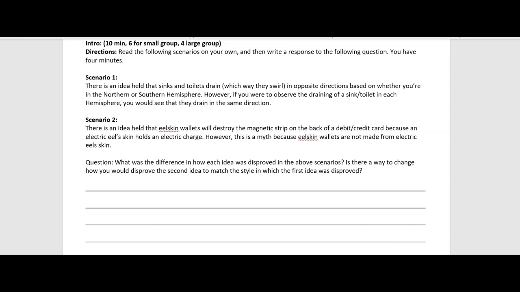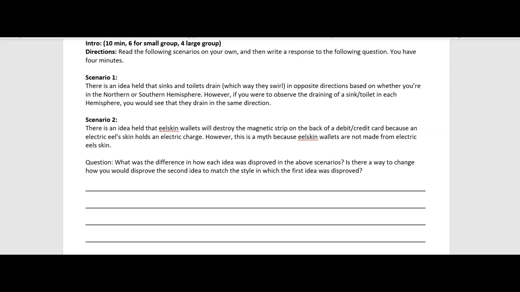Okay, so scenario 1 is talking about how sinks and toilets drain based on whether you're in the northern or southern hemisphere. The conjecture here is that they swirl in opposite directions based on whether you're in the northern hemisphere or the southern hemisphere. However, if you were to actually observe the draining of a sink or toilet in each hemisphere, you would see that they drain in the same direction.